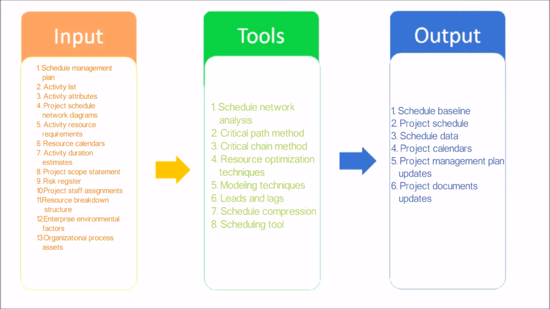Schedule baseline. A schedule baseline is the approved version of a schedule model that can be changed only through formal change control procedures and is used as a basis for comparison to actual results. Project schedule. The outputs from a schedule model are schedule presentations. Schedule data. The schedule data for the project schedule model is the collection of information for describing and controlling a schedule. Project calendars. A project calendar identifies working days and shifts that are available for scheduled activities. Project management plan updates. Project documents updates.